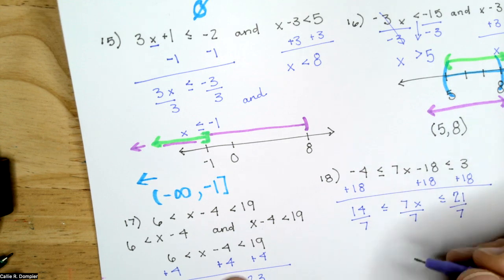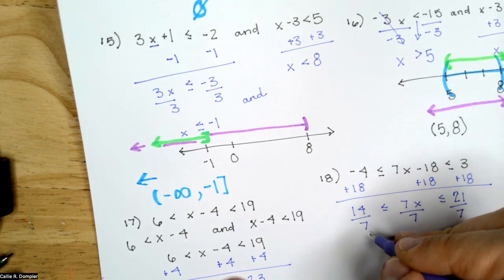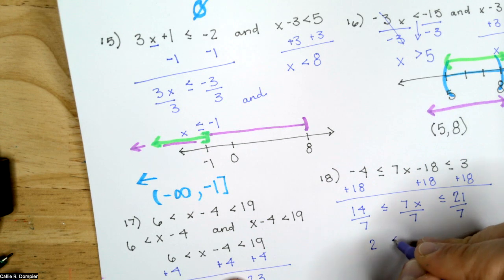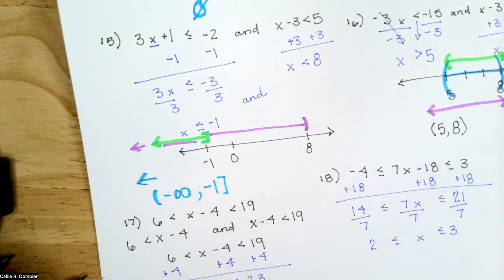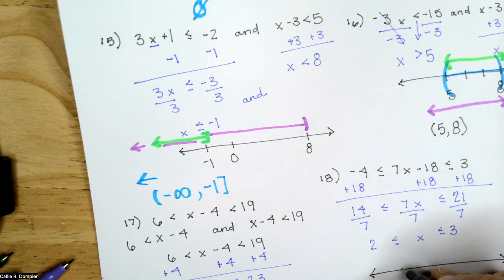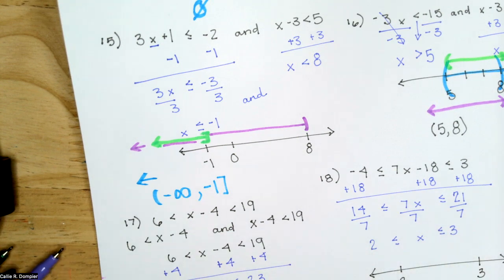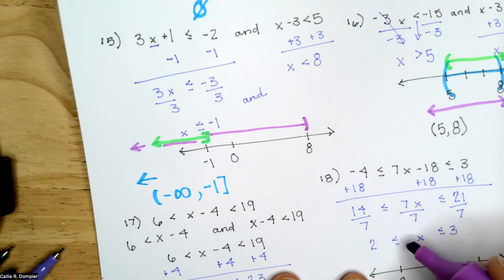Again, no negative, so I don't have to change any of these signs. 14 divided by 7 is 2. 21 divided by 7 is 3. So x is going to be between 2 and 3. I kind of look at it, but we can make sure. Here's 2. Here's 3. 2 is less than or equal to x, but that means x is greater than or equal to 2.